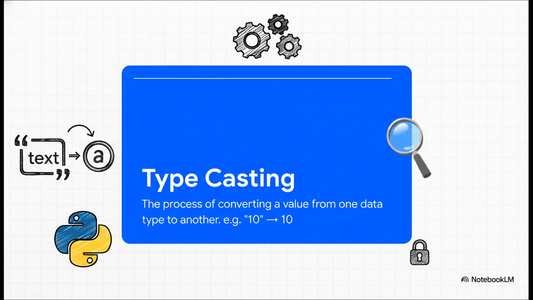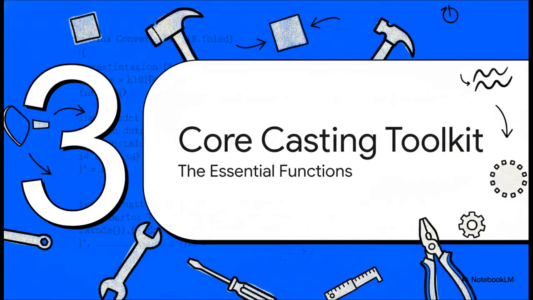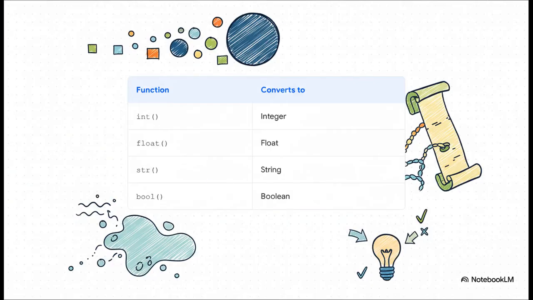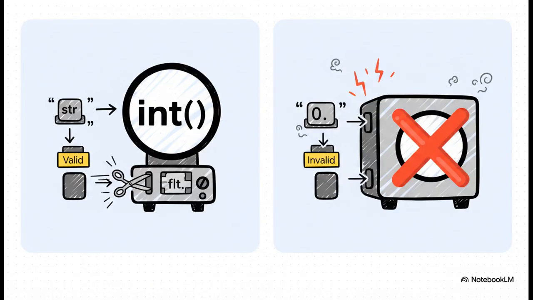This is so important because Python is what we call strongly typed. That means it won't just guess for you in a situation like this. You have to be explicit and tell it exactly what you want. So how do we actually do this translating? Well, you've got a few simple but really powerful functions in your toolkit. Let's check them out. These are your 4 main players right here: int, float, string, and bool. Honestly, with just these 4 functions, you can handle probably 99% of the typecasting you'll ever need to do in your day-to-day coding.